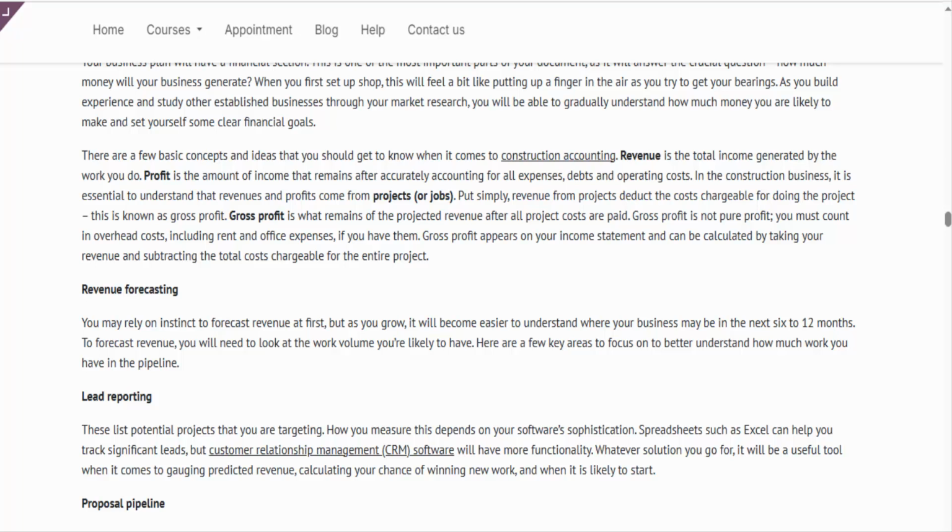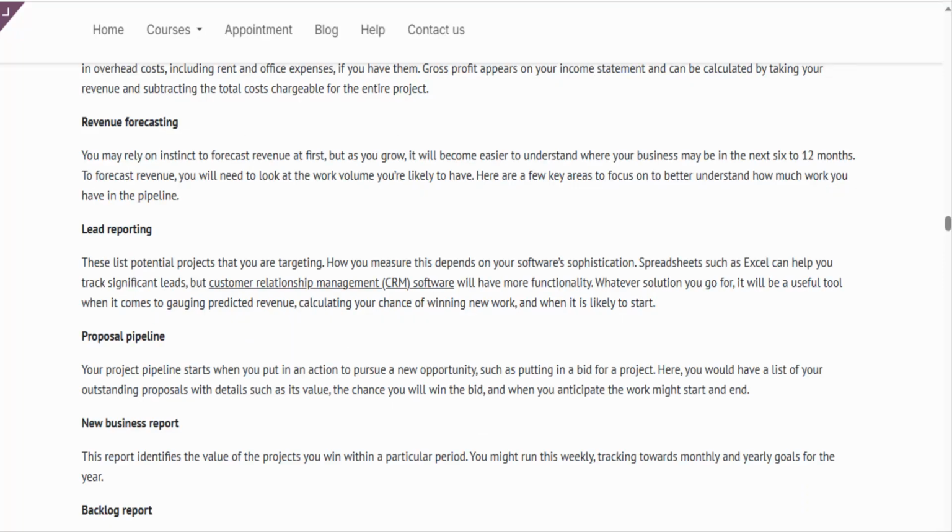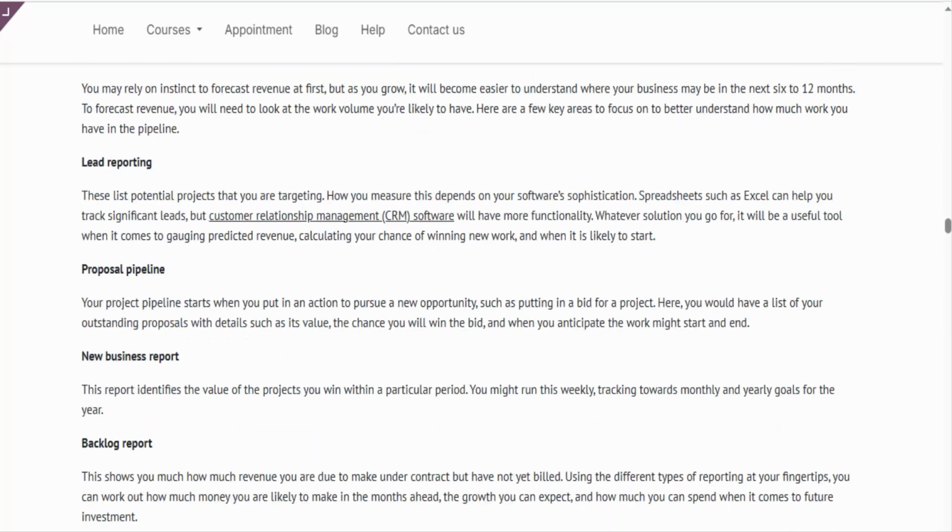Lead reporting. These list potential projects that you are targeting. How you measure this depends on your software's sophistication. Spreadsheets such as Excel can help you track significant leads, but customer relationship management, CRM, software will have more functionality. Whatever solution you go for, it will be a useful tool when it comes to gauging predicted revenue, calculating your chance of winning new work, and when it is likely to start.